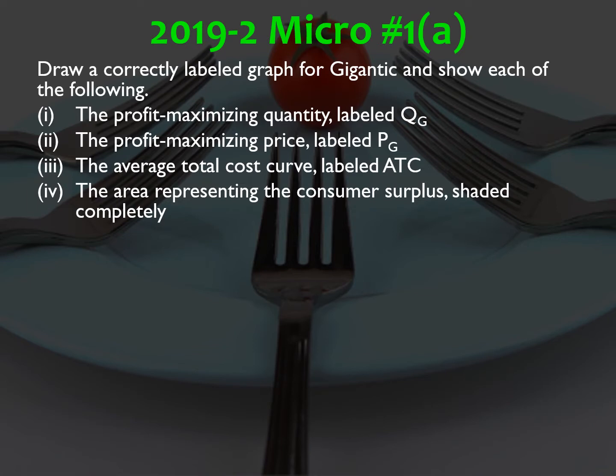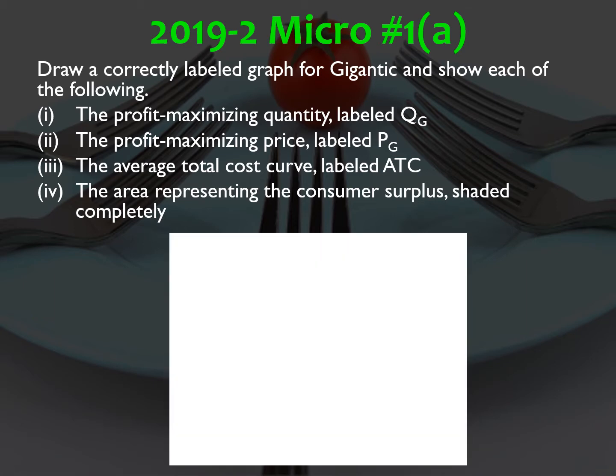Part A, draw a correctly labeled graph for Gigantic and show each of the following: profit maximizing quantity, profit maximizing price, average total cost curve, and the area representing the consumer surplus shaded completely. So Gigantic is a monopoly because they said they had a patent. They're the only manufacturer of this particular drug.